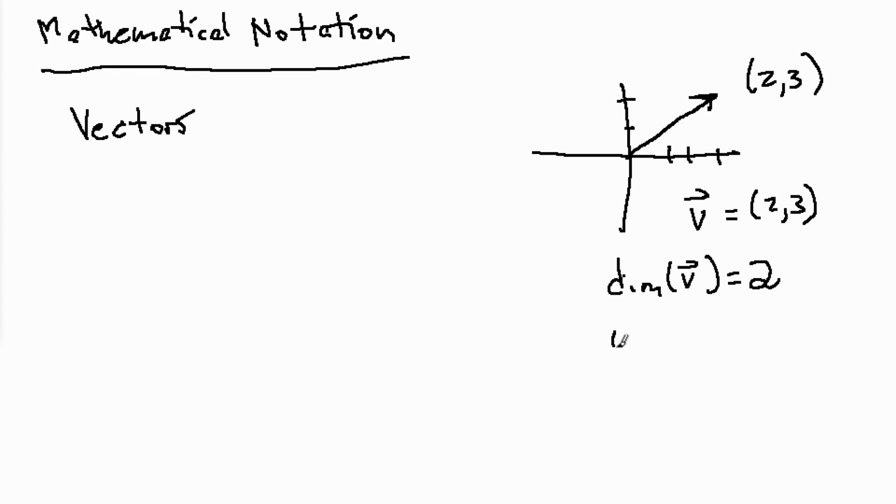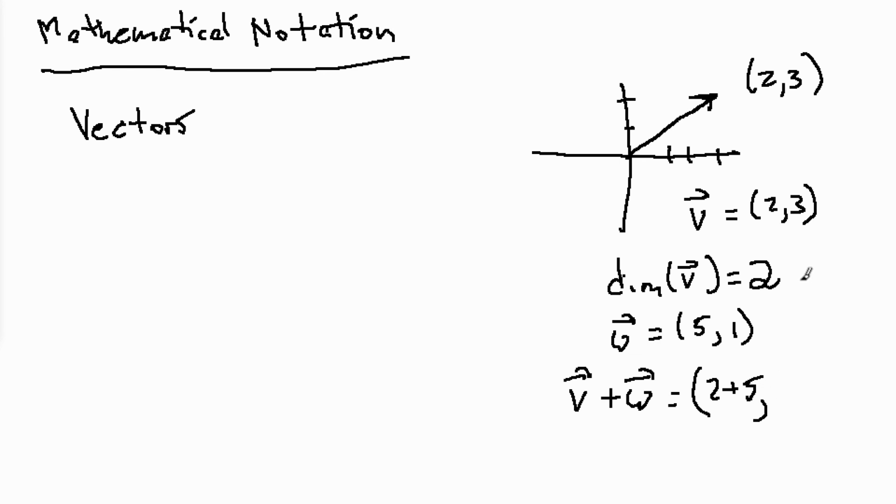You can do all sorts of wonderful things with vectors. Like if I have another vector w, and let's suppose w is equal to (5, 1). You can talk about v plus w, and the way that you add the vectors is very simple. v plus w would be 2 plus 5, and then 3 plus 1. In other words, I'm adding each one of the components together, and that's equal to (7, 4). Nothing very fancy about that.